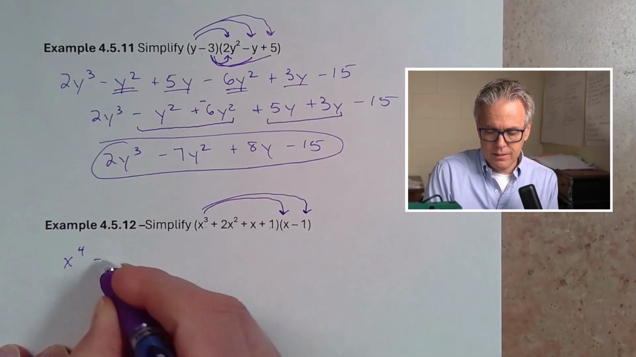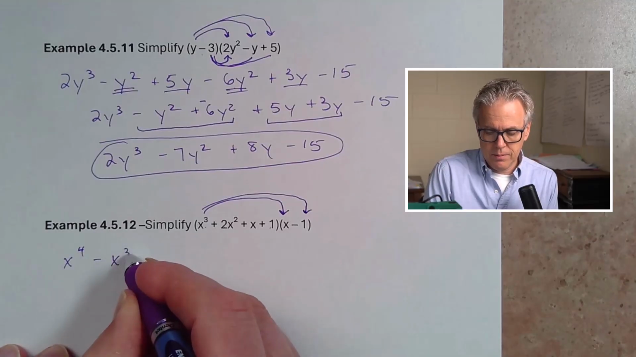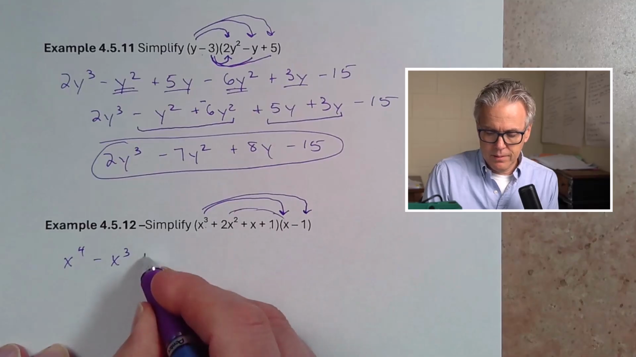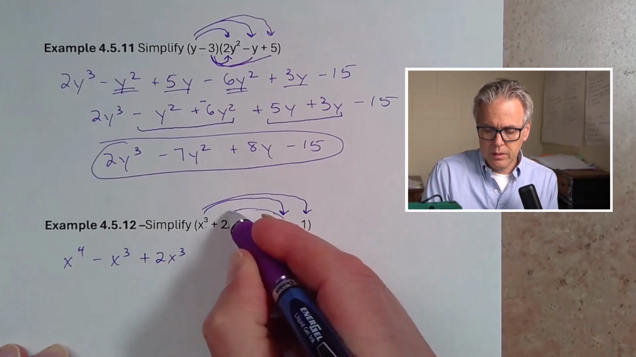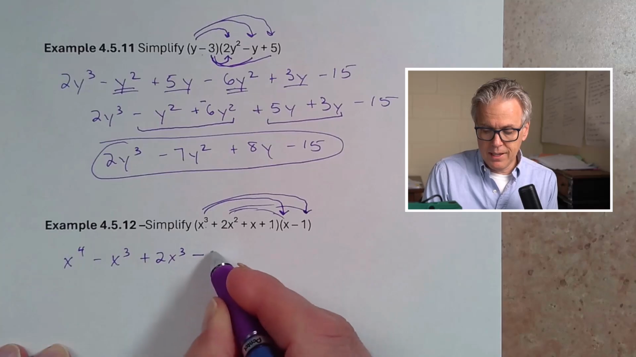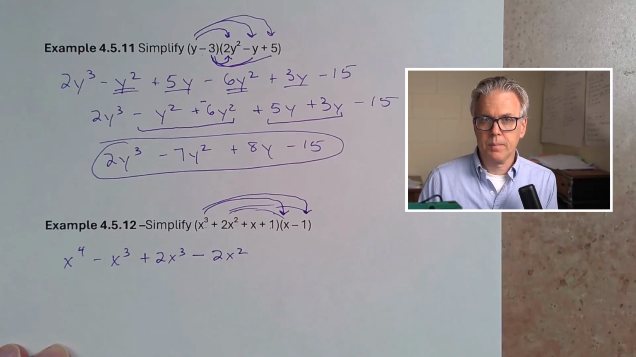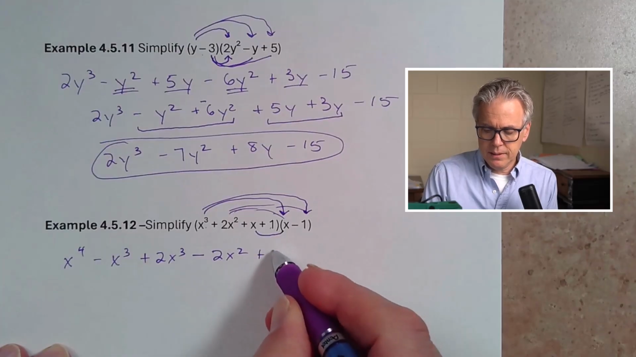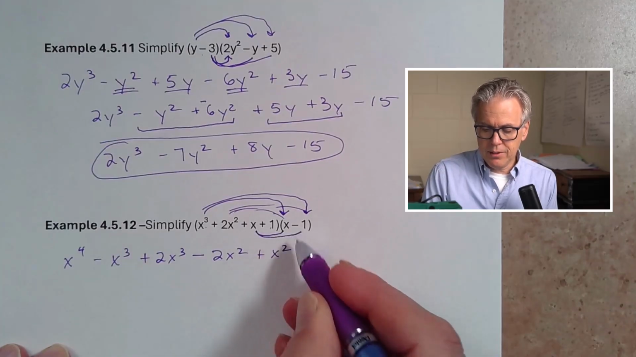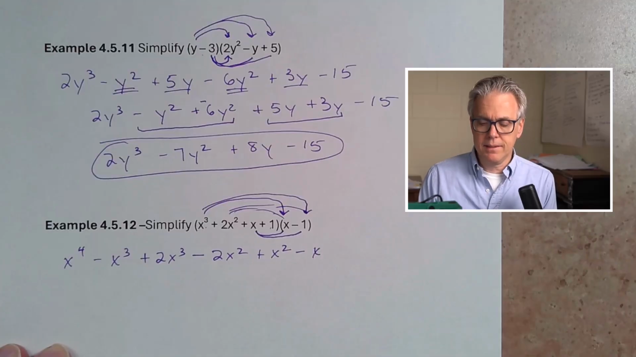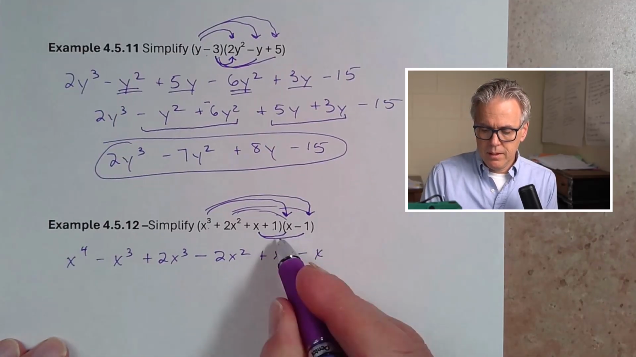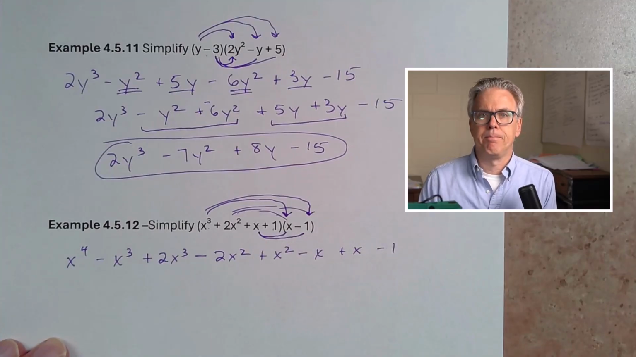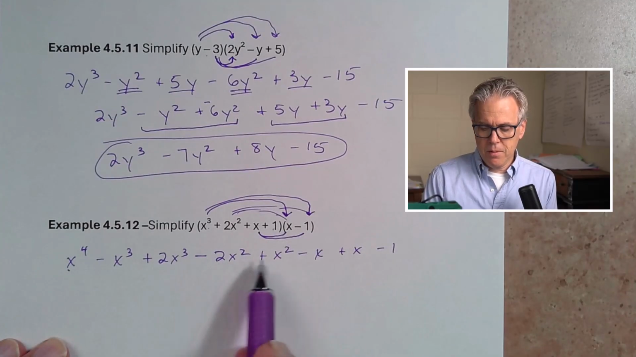x cubed times negative 1 is a minus x cubed. And just move on. 2x squared times x is plus 2x cubed. 2x squared times a minus 1 is a minus 2x squared. Move on to the next one. x times x is a plus x squared. x times a minus 1 is a minus 1x, or just put minus x. And then the last one, 1 times x is plus x, and then 1 times a minus 1 is a minus 1. So I have 1, 2, 3, 4, 5, 6, 7, 8.